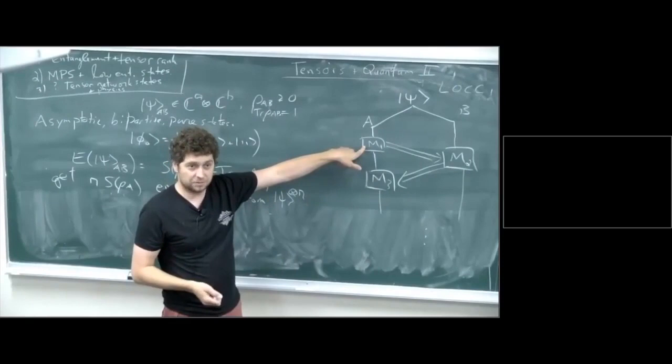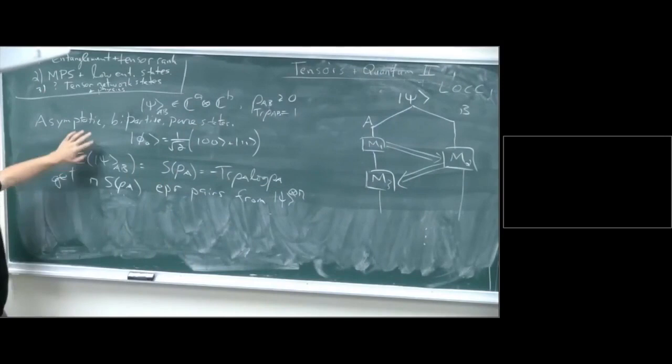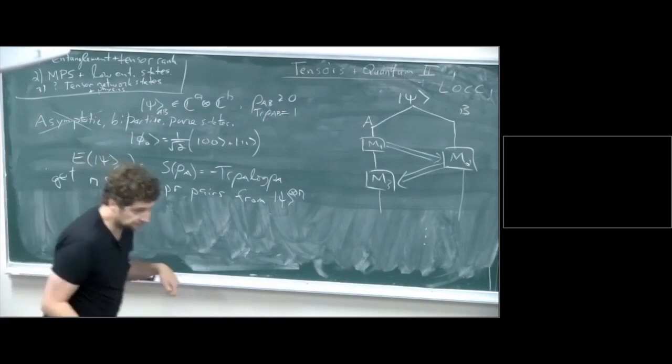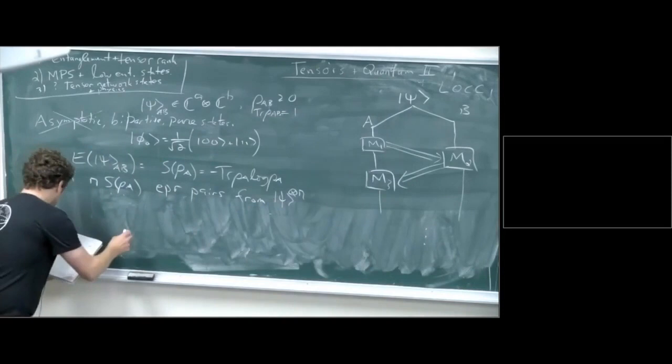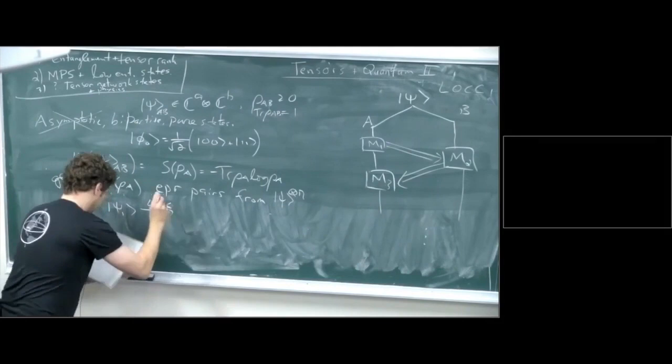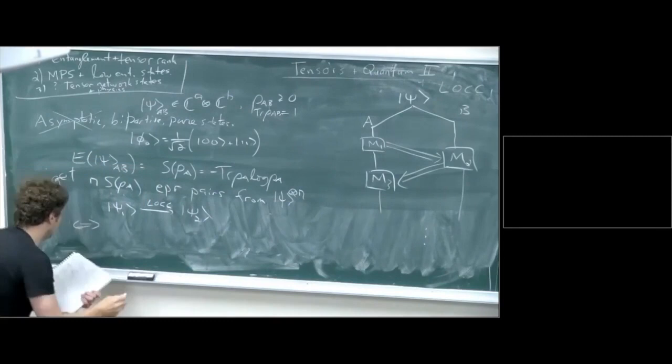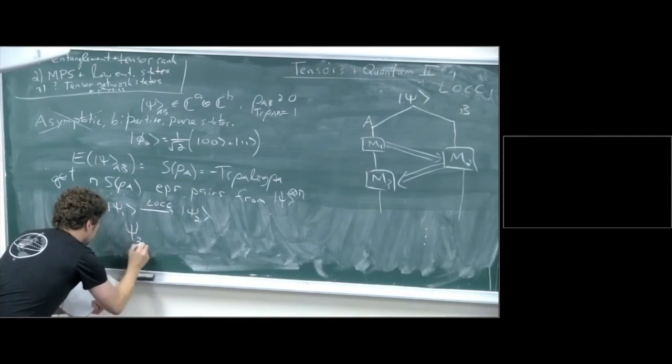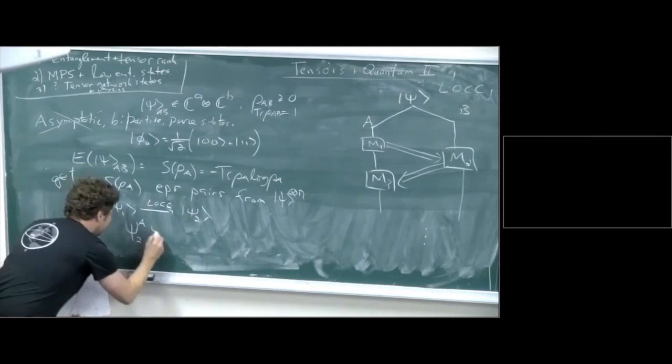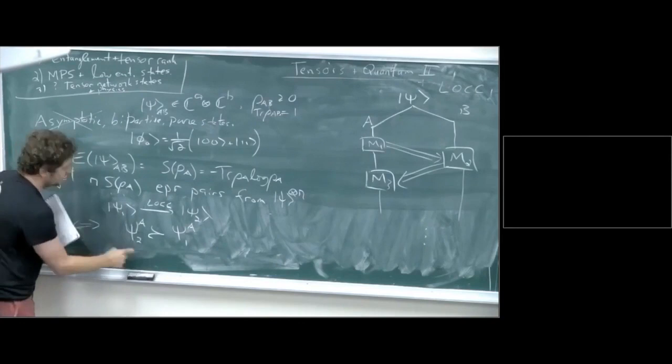Okay. So actually, even if I remove this asymptotic part, for bipartite pure states, there's a nice criterion for when I can LOCC convert psi to phi. I can transform psi sub 1 via LOCC to psi sub 2 exactly when the reduced density matrix of psi 2 on A majorizes the reduced density matrix of psi 1 on A. This means the spectrum of this thing majorizes the spectrum of that.